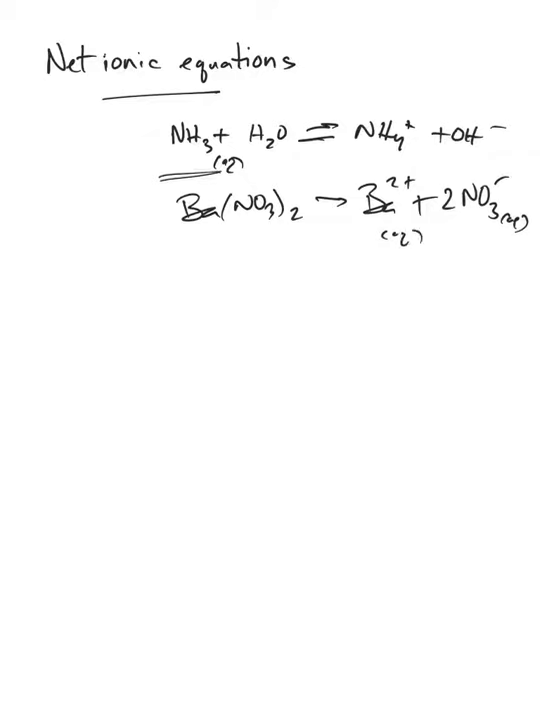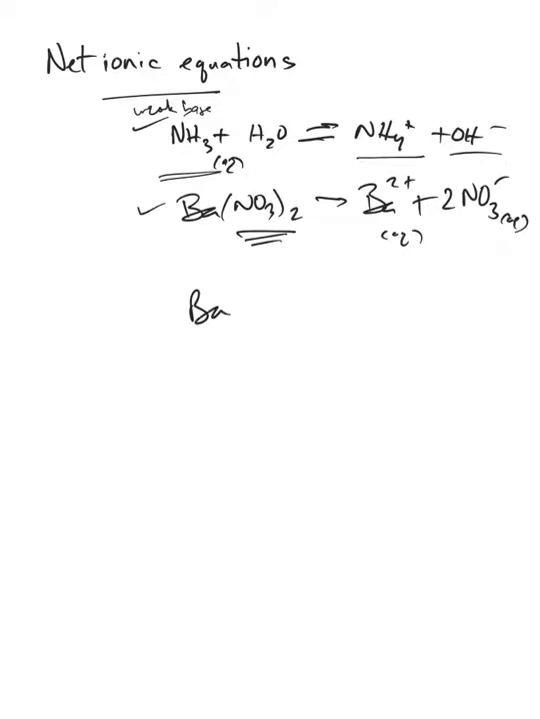First off, barium nitrate, like any nitrate salt, totally dissociates into cations and anions. Ammonia is weird because it's a base, and it's a weak base, so it does something that's not on the solubility chart, which is it dissociates to give some NH4 plus and OH minus. This is just the definition of a base. A base accepts protons until the leftover piece is OH minus.